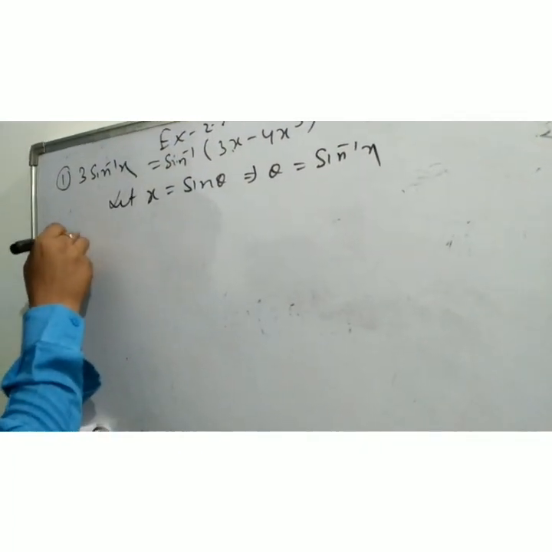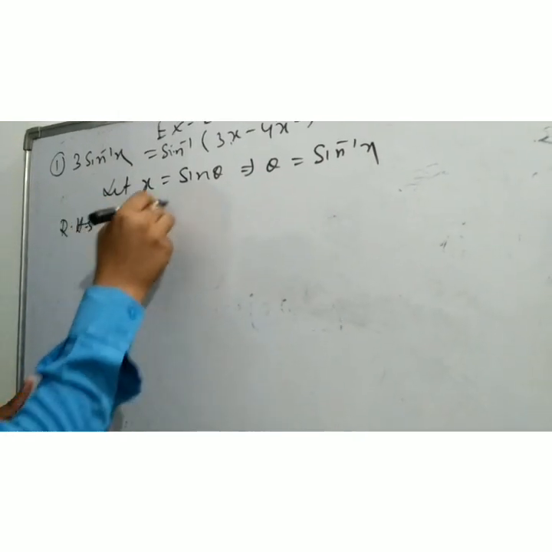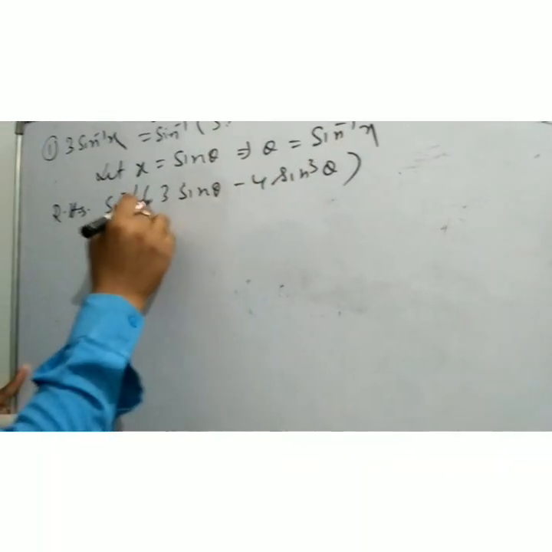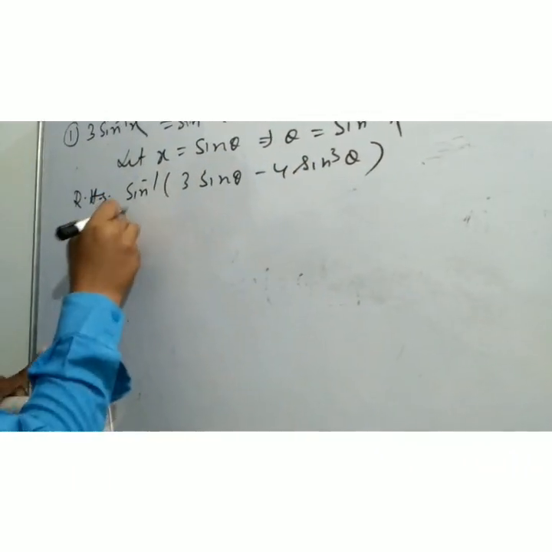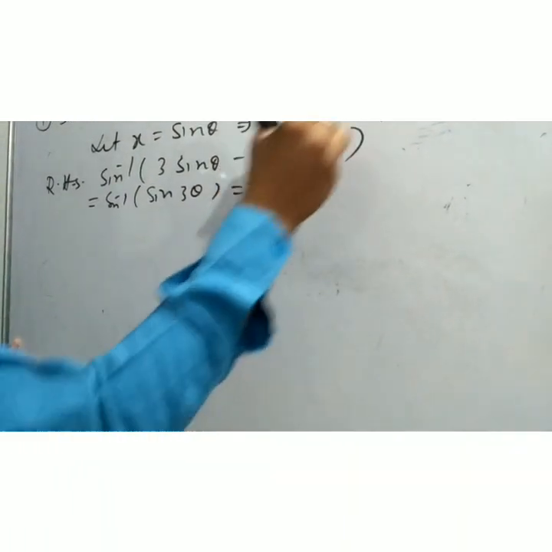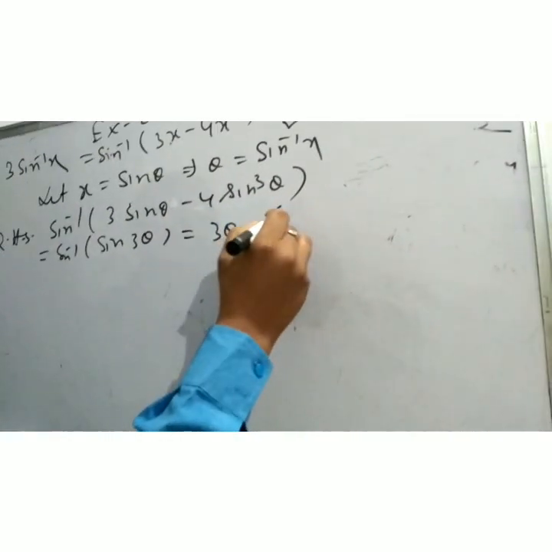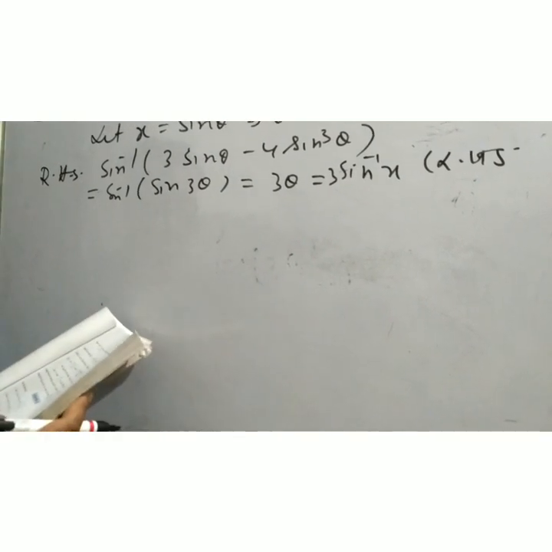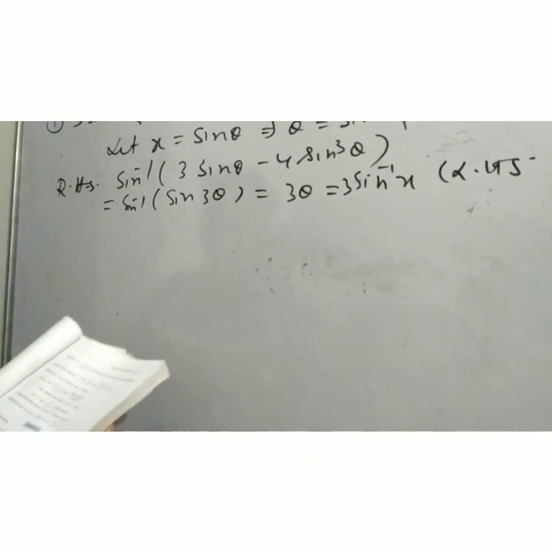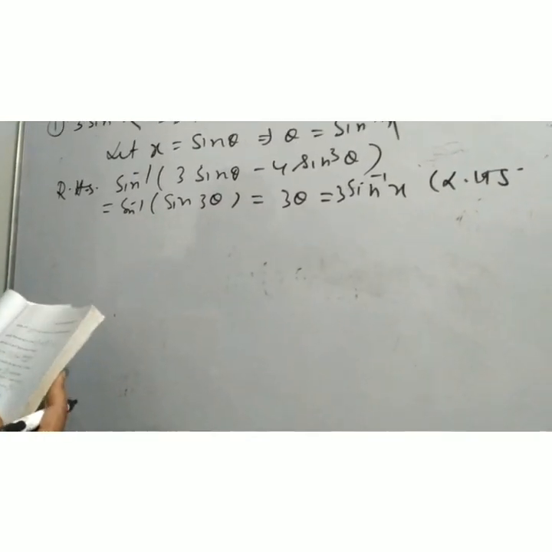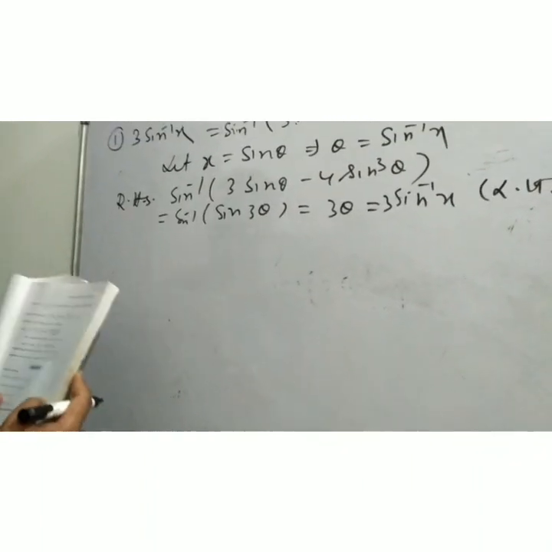So put it in the RHS. It will be sine inverse 3 sin theta minus 4 sin cube theta. You know this is the sin 3 theta formula, so it is sine inverse sin 3 theta, the sine inverse cancels, 3 theta. Theta is equal to sine inverse x, so 3 sine inverse x, that is the LHS, proved. Similarly question number 2 can be easily proved by taking x is equal to cos theta, theta is equal to cos inverse x. Then the RHS will be cos inverse cos 3 theta, the cos 3 theta formula will come, then cos inverse cos cancels, it will be 3 theta, then 3 cos inverse x will come.